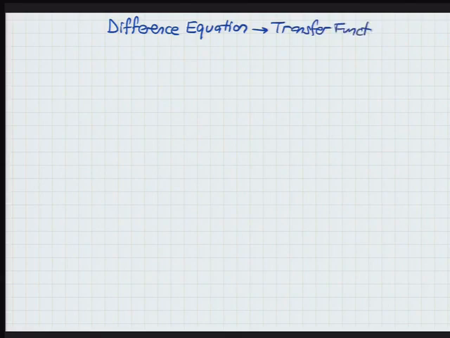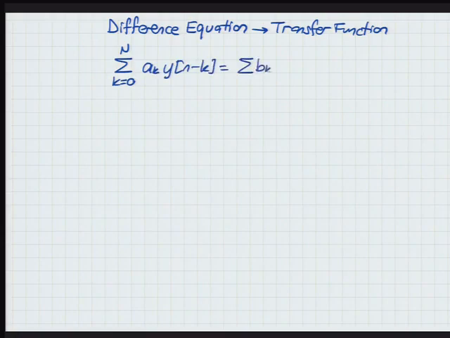How do we do that? Well, it's very similar to what we did for differential equations in continuous time. So a difference equation model for an LTI system would have this form. Coefficients a_k multiplying the output, the delayed versions of the output, right? And then the right-hand side depends on the input and its past values. So k goes from 0 to M.